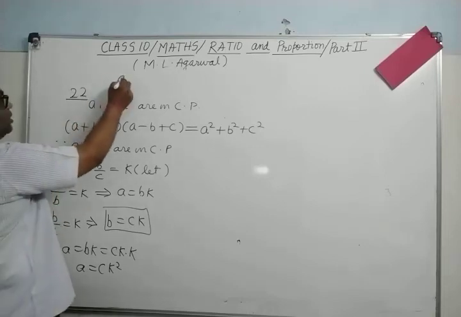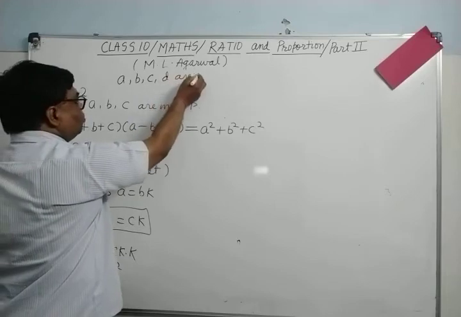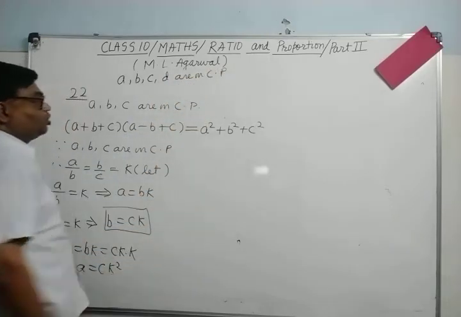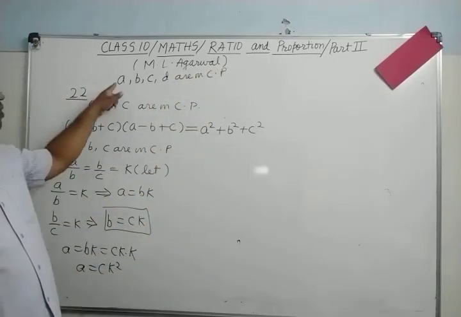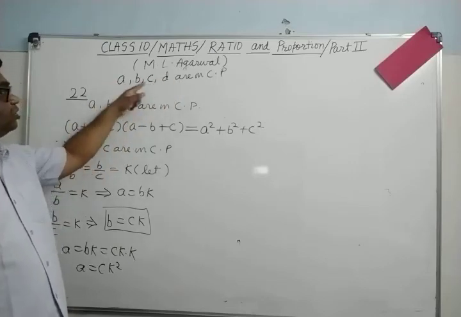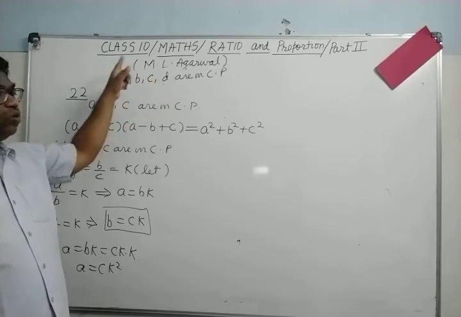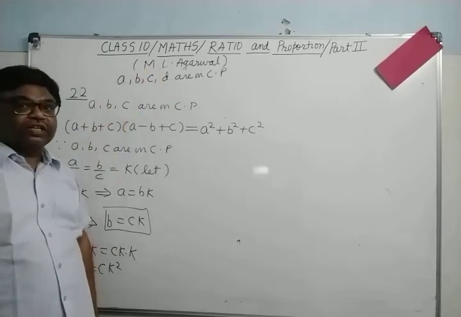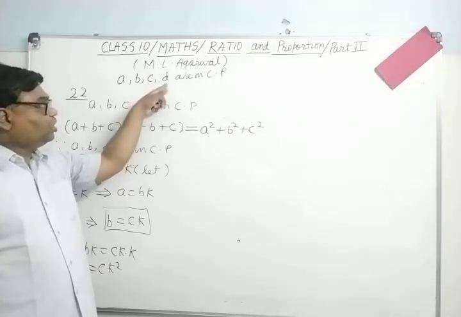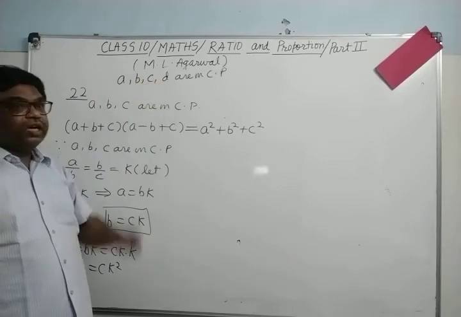Suppose A, B, C, D are in continued proportion, as in the next question. Then we will find the value of each term in terms of D and K. What will be the value? C equals DK, B equals DK square, A equals DK cube. The value will come in this way: C equals DK, B equals DK square, A equals DK cube.